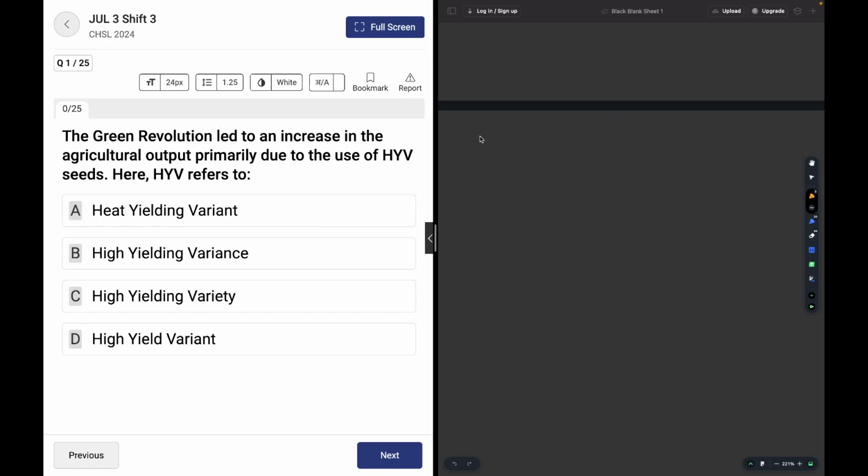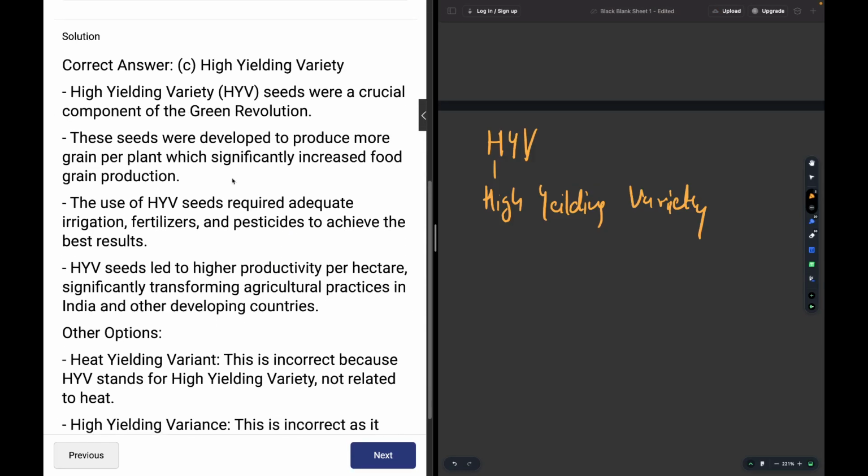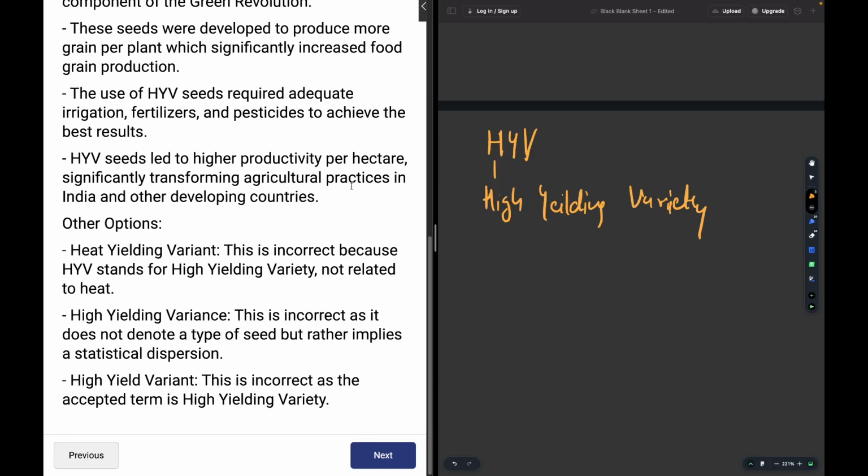The Green Revolution led to an increase in the agricultural output due to the use of HYV seeds. HYV stands for high yielding variety. Yielding means giving an output. You may read about them a little bit more over here. These seeds were developed to produce more grain per plant, which significantly increased the food grain production.